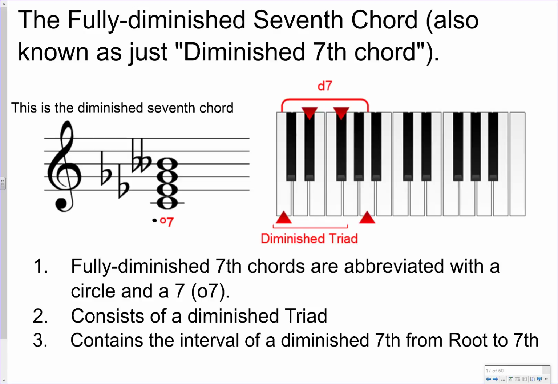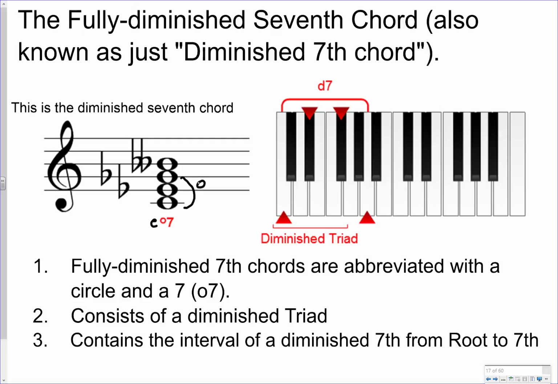So I'll write my C here. Notice that I just have the diminished sign without the slash. Without the slash signifies that the chord is fully diminished. Recall that fully diminished seventh chords are similar to half-diminished seventh chords in that the triad is diminished. Here I have a C to an E flat to a G flat. That's a diminished triad. The only difference between fully diminished and half-diminished is the interval of the seventh.